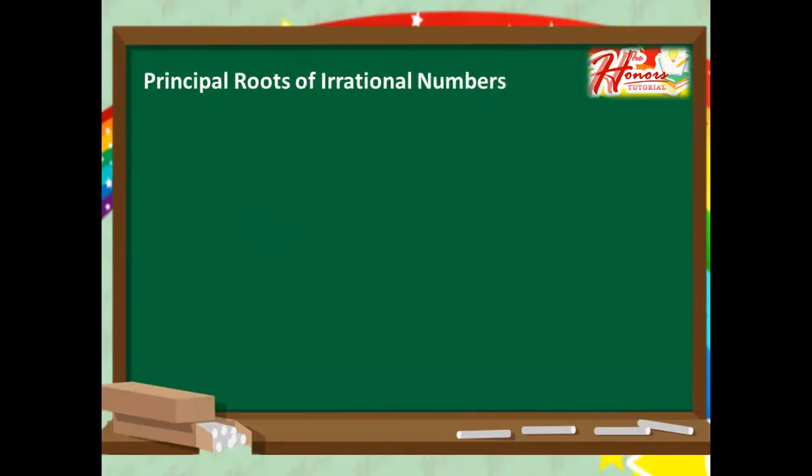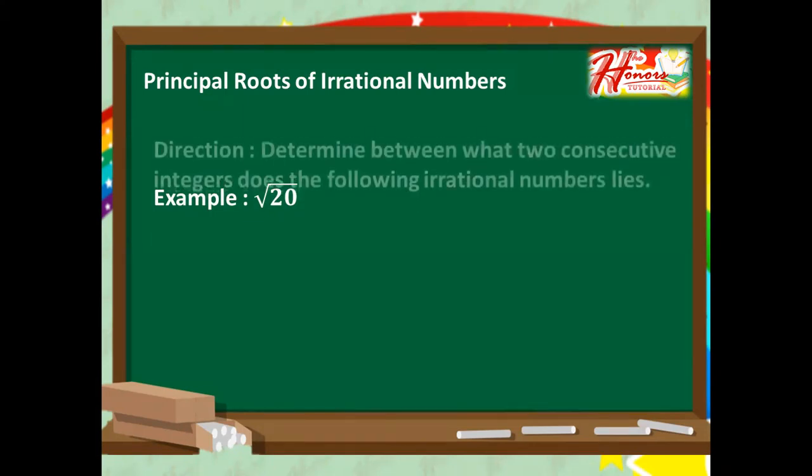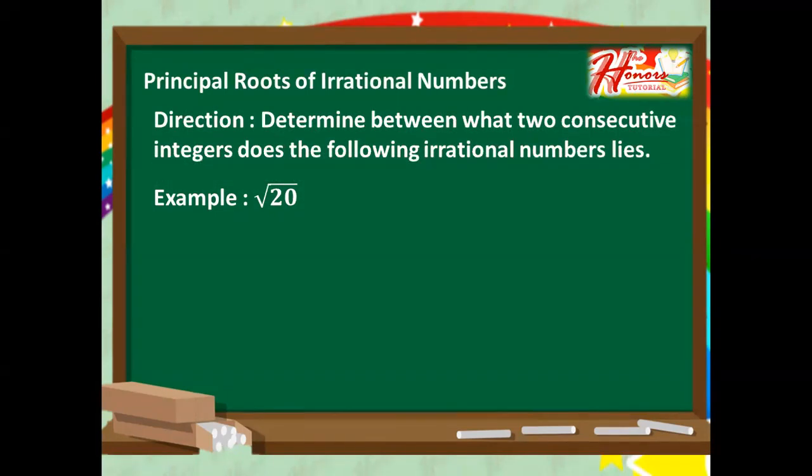Let's have the principal roots of irrational numbers. Actually, for irrational numbers, we cannot find the exact principal root of it because if you get it, it will become a decimal number. There is a separate lesson about it, but for this part, we are going to determine between what two consecutive integers the square root of 20 lies. So how are we going to do it?